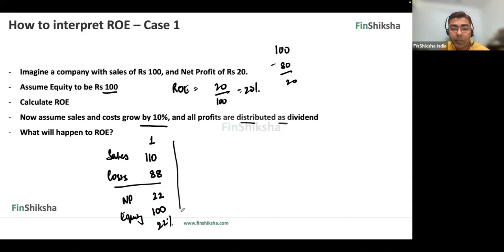Next year, same logic, increases by another 10%. This will become 121. This will become something like 97 or something. Your net profit will be 24.2 to be precise. Equity is still 100, right? Equity is not adjusted for inflation.